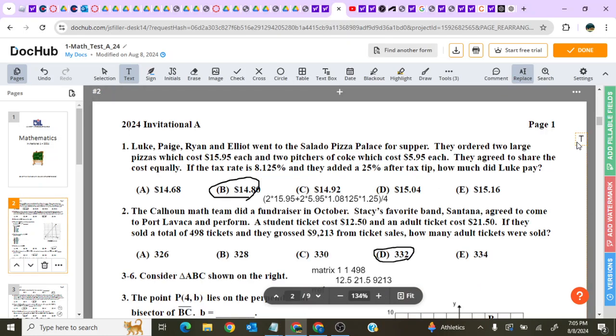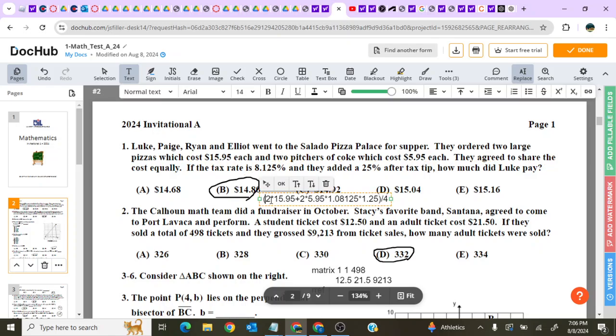Okay, starting off with your number one. Luke Page, Ryan Elliott went and ordered two large pizzas for $15.95, two Coke for $5.95. Shared the cost equally, a tax rate of 8.125% and a 25% after tax tip. How much did Luke, one person, pay?